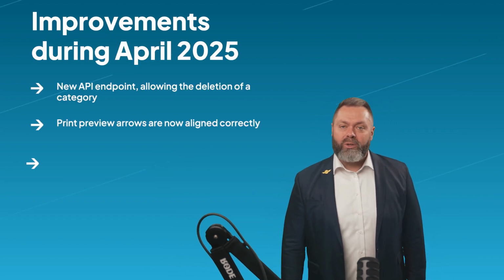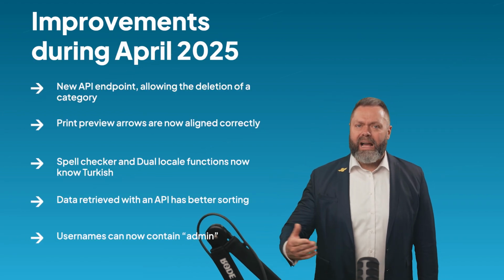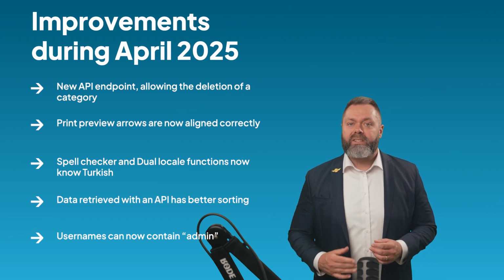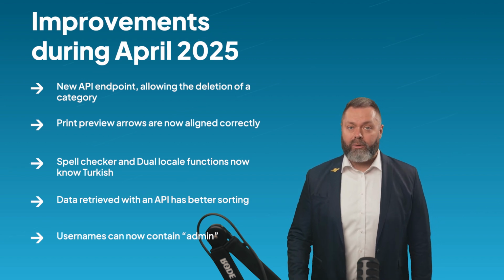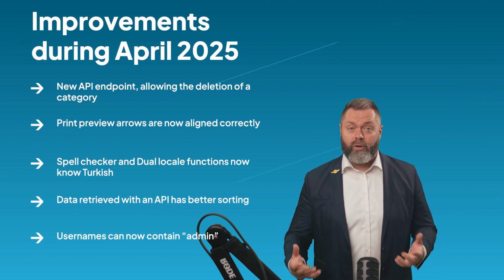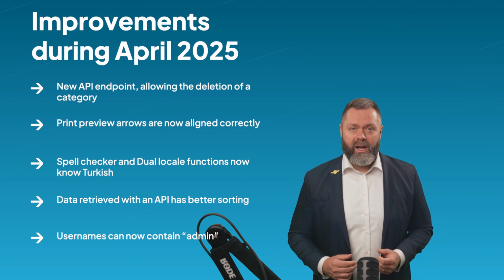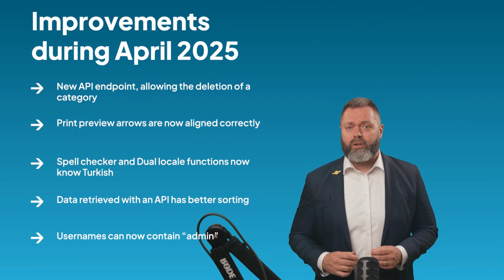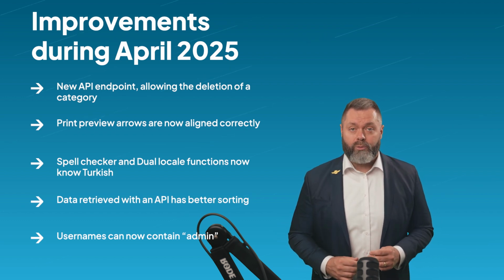First, we have a new API endpoint. It actually allows the deletion of a category, meaning that via APIs, you will now also be able to delete categories. This will, of course, really increase the control that you have when you're using APIs. And you can really customize your document structure without even going into web manuals.